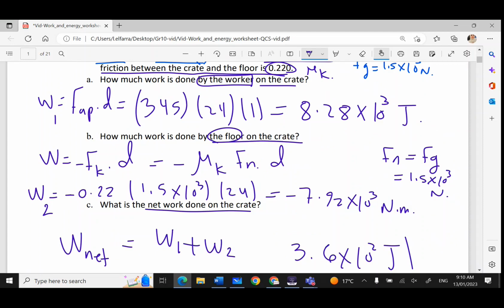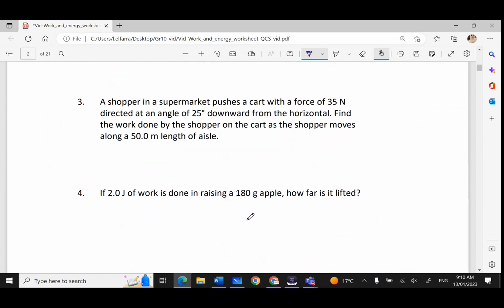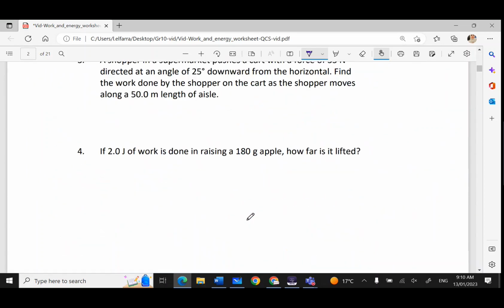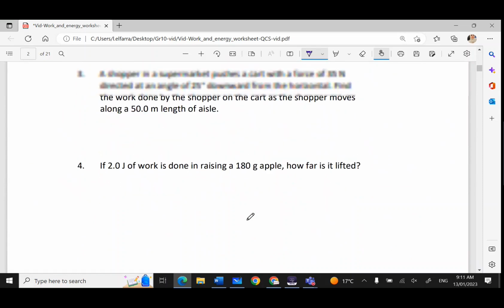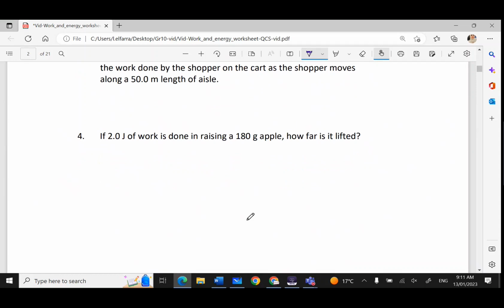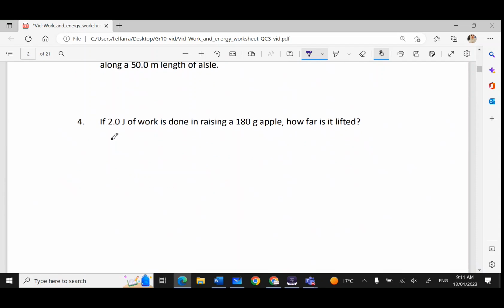Okay. Now we're going to go to kinetic energy. Now these questions, I want you to try them yourself. Just apply the formula, substitute and apply the formula. Let's solve this one, the last one.